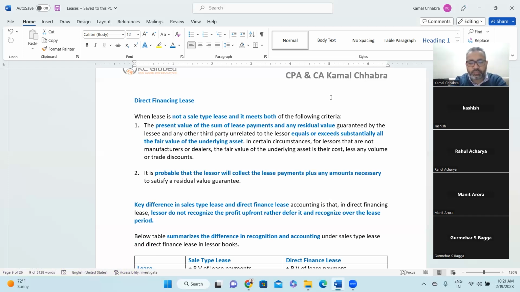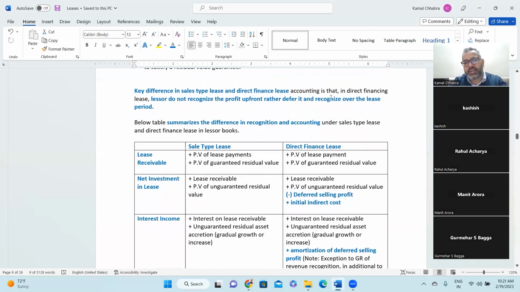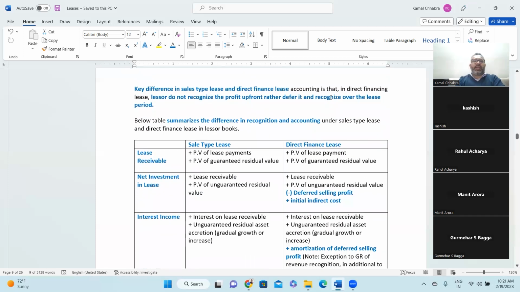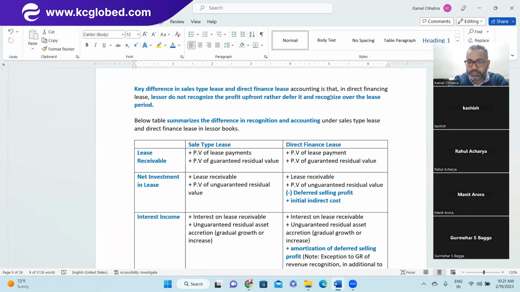Okay. So the key difference in sales type lease and direct finance lease accounting is that in direct finance lease, the lessor does not recognize profit upfront, whereas in sales type lease, you recognize the profit upfront. So here, if you remember in ASC 606, we studied an exception to the general rule, which is the installment sale method, right? In which we understood that gross profit is recognized based on the collection.